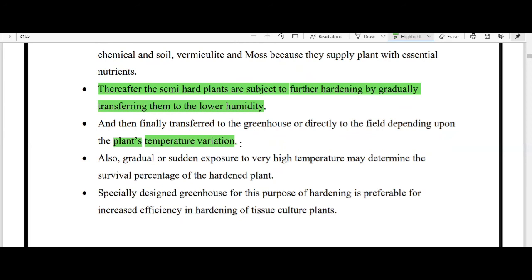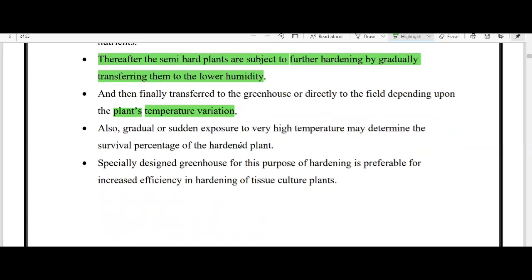Sometimes these plantlets or the pots are also kept in a lab for a certain time. Why is it done gradually or suddenly? Due to gradual or sudden exposure to very high temperature, the survival percentage of the hardened plant may be determined. A specially designed greenhouse for the purpose of hardening is preferable for increased efficiency in hardening of plant tissue culture plants.